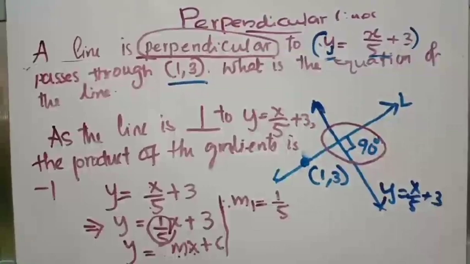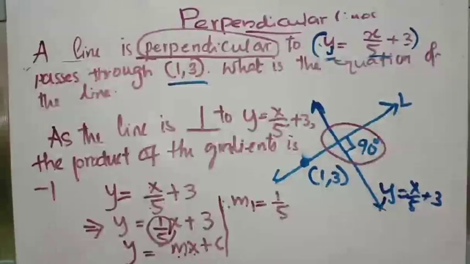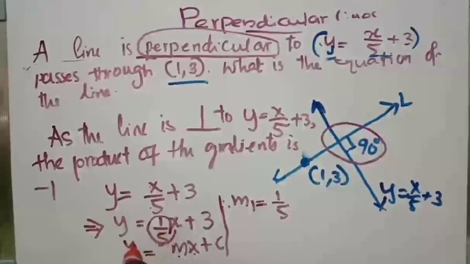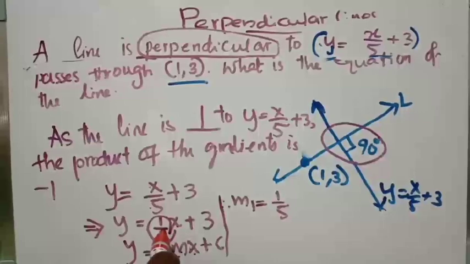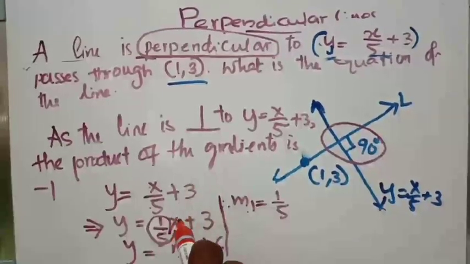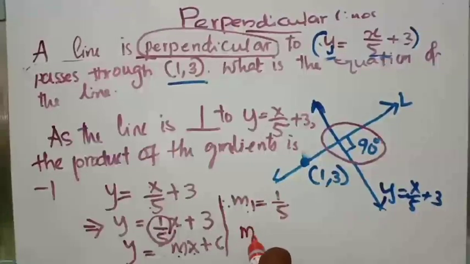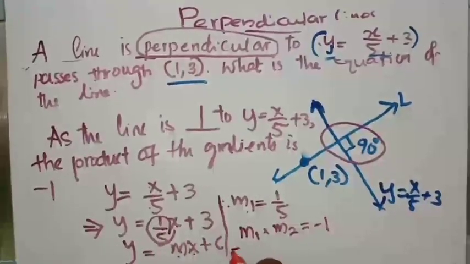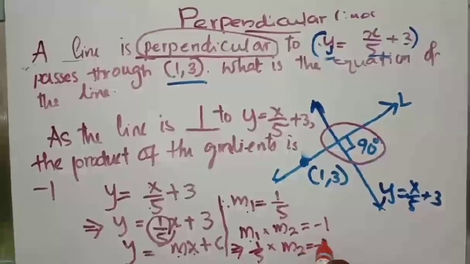That means let us consider m1 as the gradient of the given line. Our given line is y is equal to 1 by 5 x plus 3. Here the coefficient of x is 1 by 5, which is in the form of y is equal to mx plus c. So we can conclude m1 is equal to 1 by 5. Now we can use the product of the gradients is -1. That means m1 into m2 is equal to -1. That implies 1 by 5 times m2 is equal to -1.